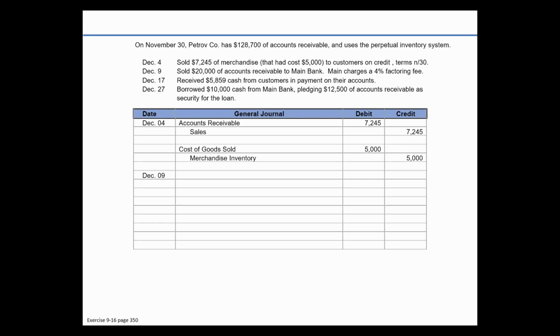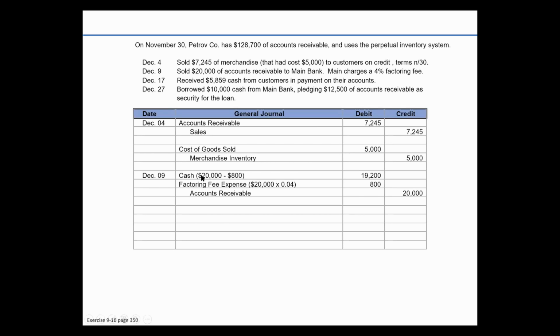Then on December the 9th, we sold $20,000 of our accounts receivable to Main Bank, and Main is charging a 4% factoring fee. So we need some money, and so rather than keep trying to collect this ourselves, we sell part of our accounts receivable to Main Bank. And of that, they're going to give us $20,000 minus 4%. So we're going to receive cash in the amount of $19,200.